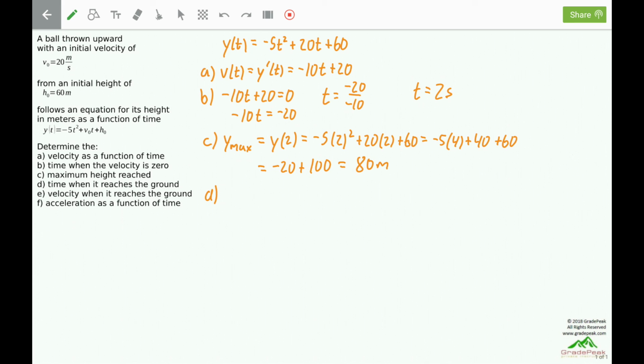Part D, we want to know the time when it reaches the ground. The ground is defined as a height of 0, so we can take the height function of time, negative 5t squared plus 20t plus 60, and set it equal to 0 and solve for the time when this occurs. This has a common factor of negative 5. Factoring that out will give us a t squared, a minus 4t, and a minus 12.